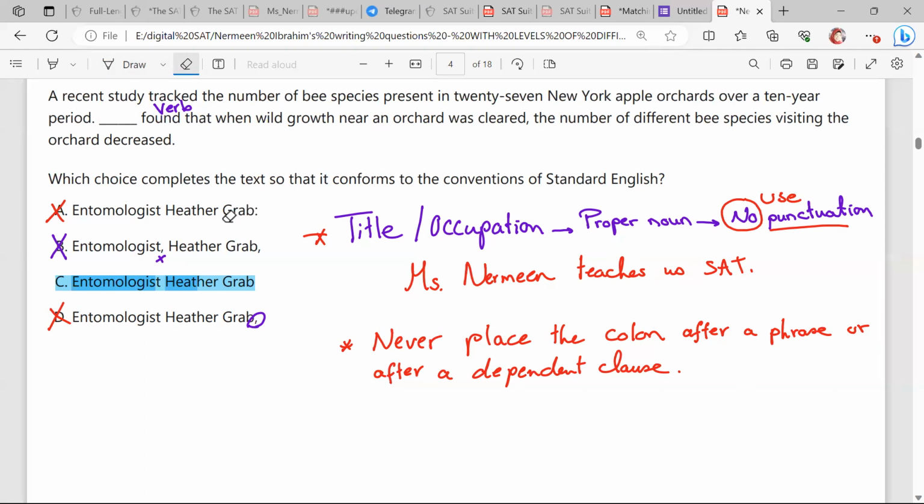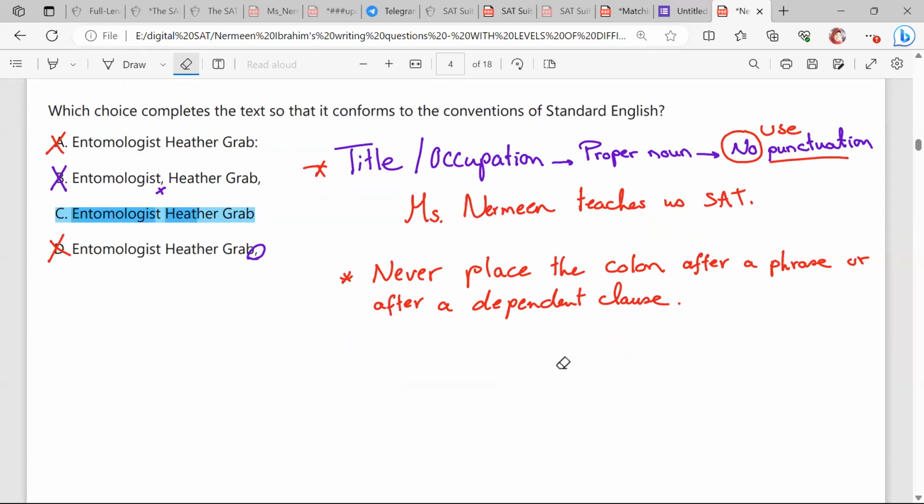The entomologist Heather Grab, this is a phrase. This is a noun phrase, 3 words, nouns mainly. You don't place a colon after a phrase or after a dependent clause. The colon must be placed after an independent clause. So we have many reasons not to use any of these options other than C. Is it clear? Yes, Yahya, go ahead.